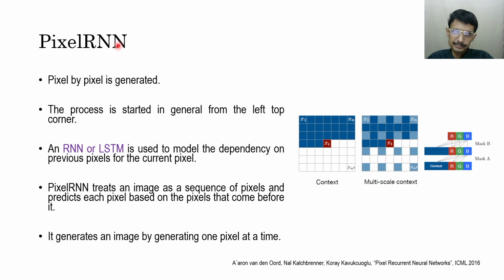Next comes the PixelRNN. The image is generated pixel by pixel, as the process generally starts from the top left corner. An RNN or LSTM is used to model the dependency of the current pixel on the previous pixels. PixelRNN treats an image as a sequence of pixels and predicts each pixel based on the pixels that come before it. As this is autoregressive, it generates an image by generating one pixel at a time.